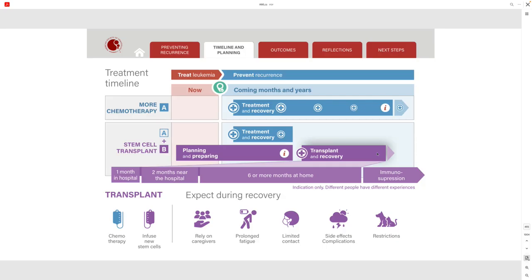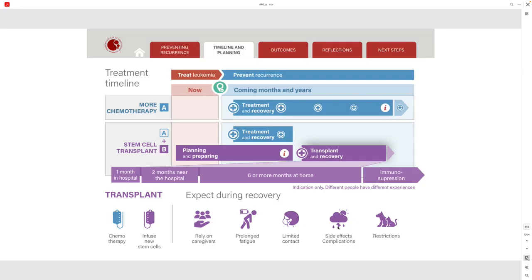The I button here helps understand that this process of transplantation may require up to monthly hospitalization, staying near the hospital for an additional 2 months, including chemotherapy and infusing the new stem cells. And then as the patient essentially goes home, recognizing that the patient will have to rely on caregivers for ongoing support, that this will reduce the energy and vitality of the patient for a while, that it may be important to limit contact and other restrictions of daily living, and that there may be some side effects and complications from the transplantation to keep in mind.